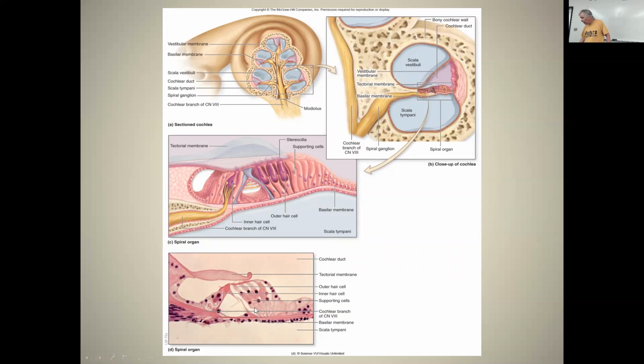And here's actually an electron micrograph of it. And so this movement of the perilymph in the scala vestibuli moves the vestibular membrane, which moves the endolymph in the cochlear duct, which causes the basilar membrane to go up and down, which causes the stereocilia to be bent. Every time the basilar membrane goes up, it bends the stereocilia. Potassium channels open up. If the stereocilia are bent, potassium rushes into the cell, depolarizes, and leads to a receptor potential.